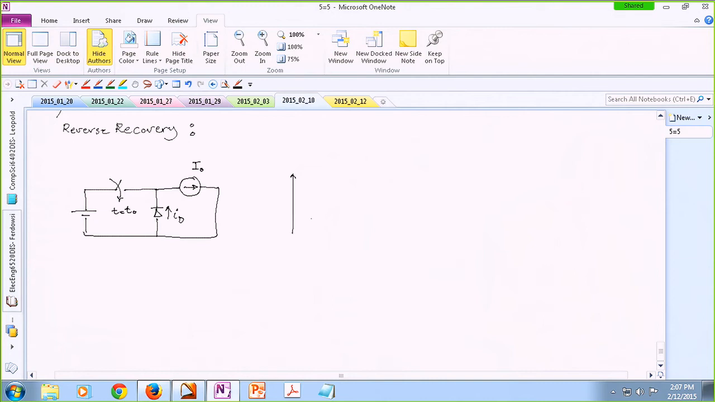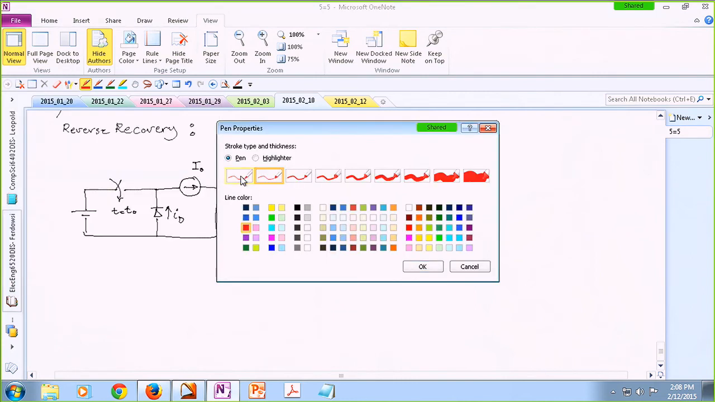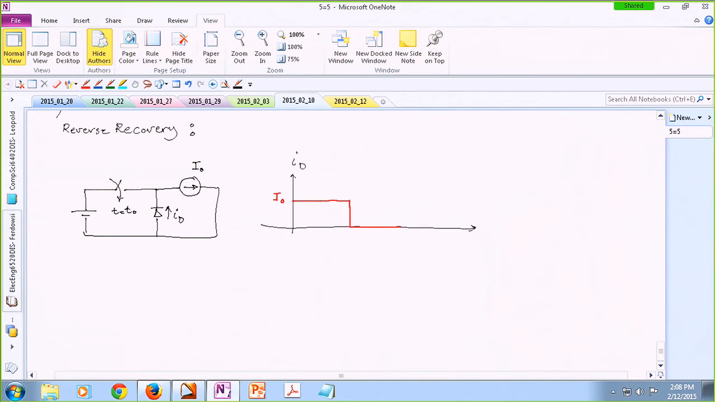So for instance, we are measuring the current of the diode. Ideally you would expect something like this: a certain amount of current is passing, and then all of a sudden the diode is reverse biased, so it's zero. But in practice, what you will observe is something like this. So the diode is conducting.